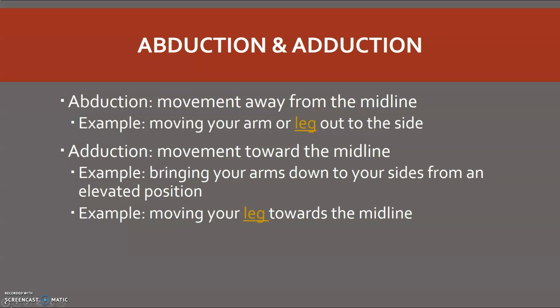The next corresponding motions that we are going to look at are abduction and adduction. Abduction describes movement away from the midline. An example would be to move your arm or leg out to the side, away from your torso, away from your midline. Adduction is the opposite type of movement: movement toward the midline. If you had your arms out to your side and you brought them in towards your body, that would be an example of adduction. If you had your leg out to the side and you brought your leg back toward the midline, that would be another example of adduction.